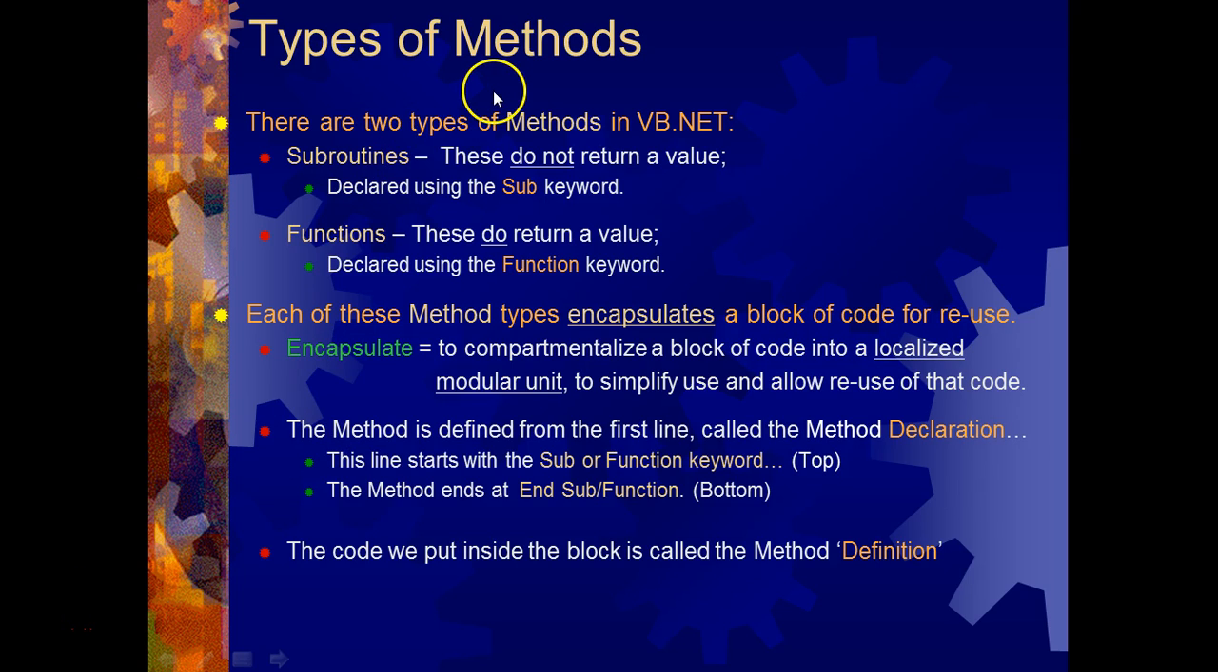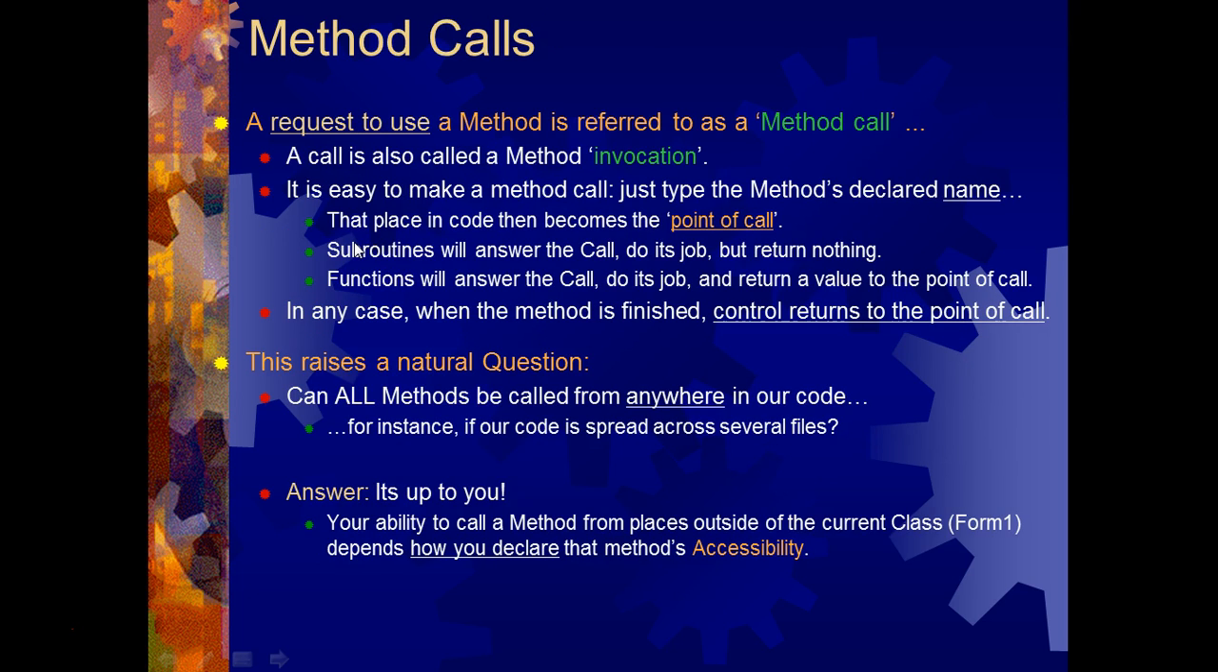So as we said, there are two types of methods, subroutines and functions. Now, functions, if you recall, had an output. For example, when you use the convert to integer function, you put something in there that wasn't an integer, and it converted it to an integer, and the output was the new value, the value that was an integer. So it has an output.